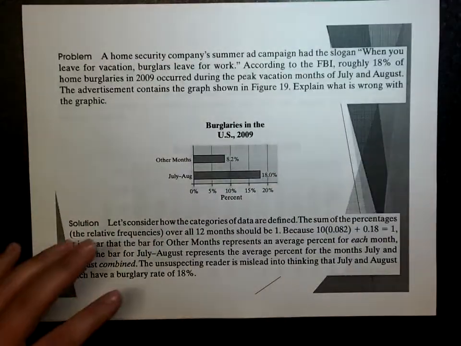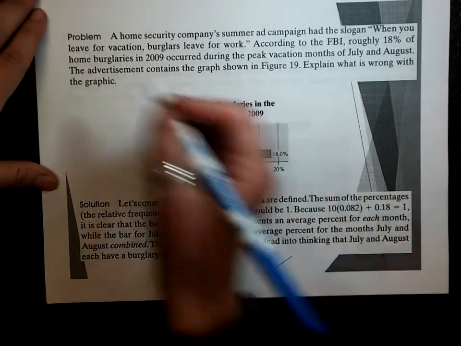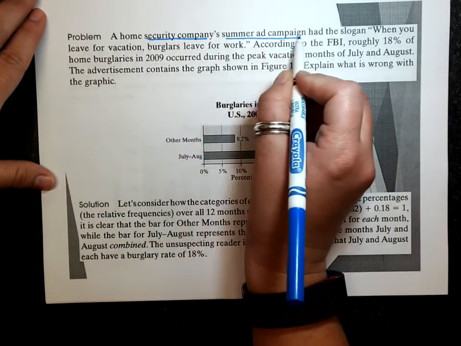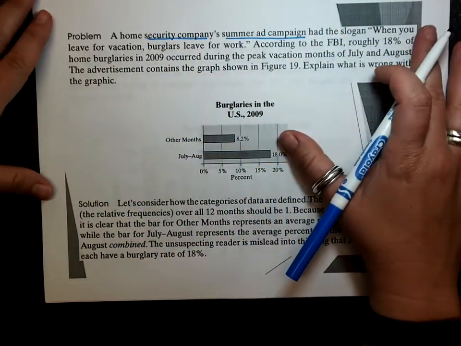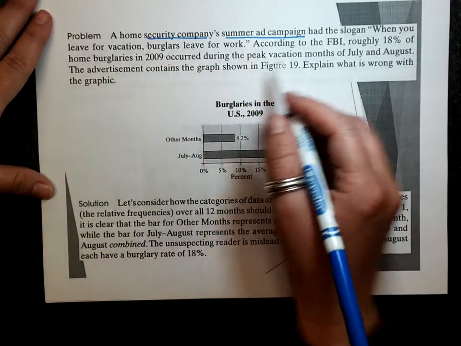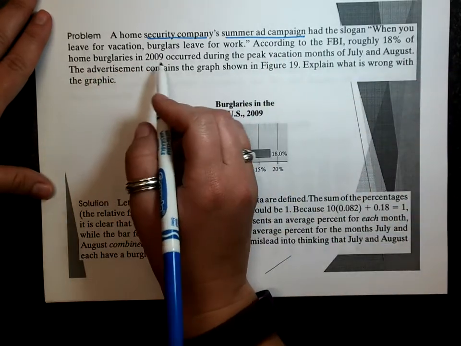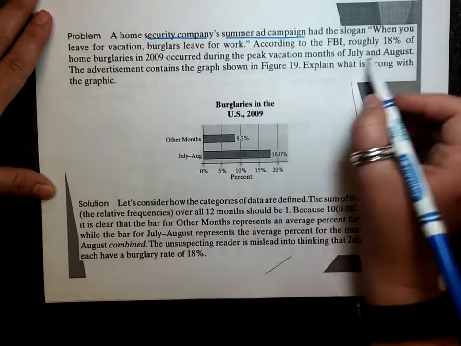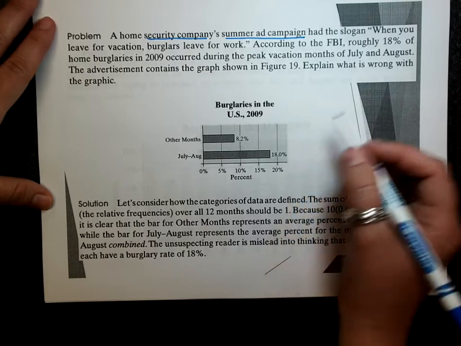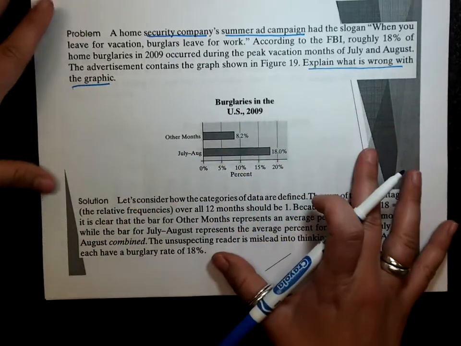So just a couple examples of how this can happen. I just pulled a couple out of the book. So in this situation, it's a security company, and it's a summer ad campaign. So they're trying to sell their security program. And they say, when you leave for vacation, burglars leave for work. And they say, according to the FBI, roughly 18% of home burglaries in 2009 occurred during the peak vacation months of July and August. And they give this nice little graph in their advertisement. And it wants you to think about what is wrong with this graphic. And there's a couple things going on here.